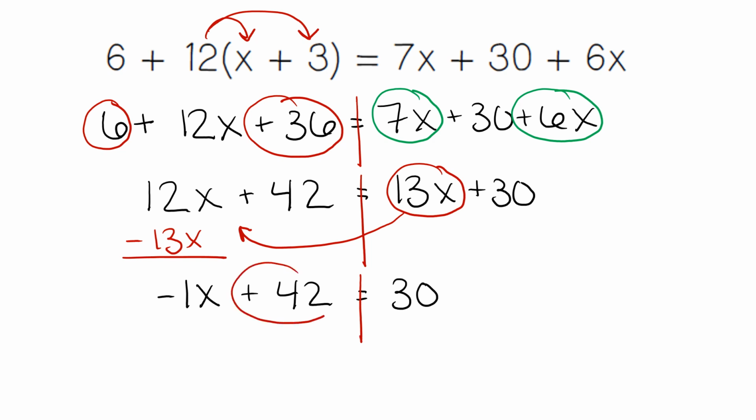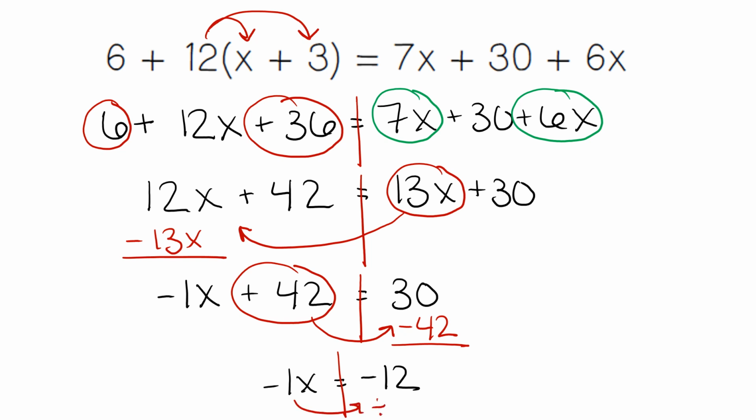Step 4 tells us to take our whole number and do the opposite. So instead of plus 42, we do a minus 42. The negative 1x stays the same. 30 minus 42 gives us a negative 12. And our last step in solving equations is to divide. We divide by the negative 1. 12 divided by 1 is 12, and 2 negatives makes a positive. Positive 12 is our final answer.